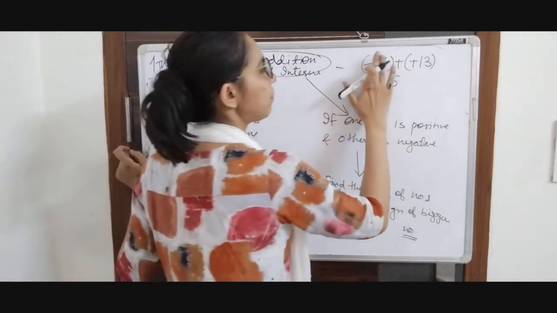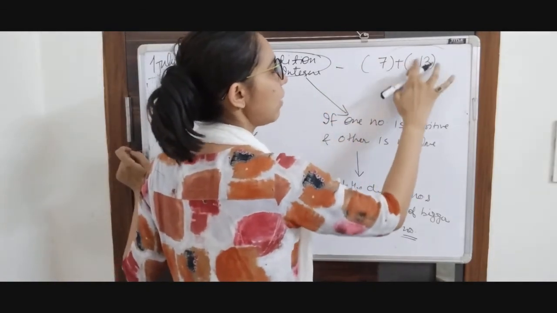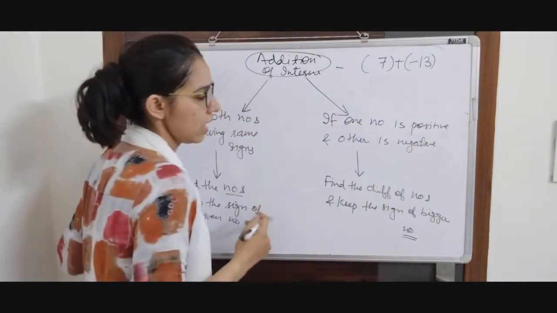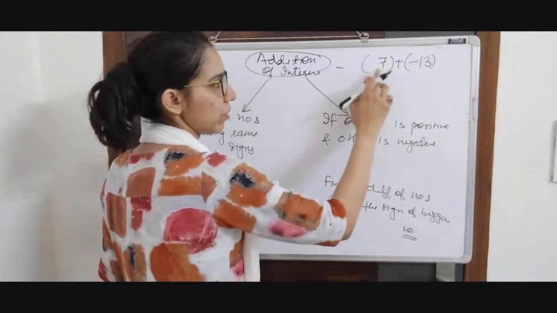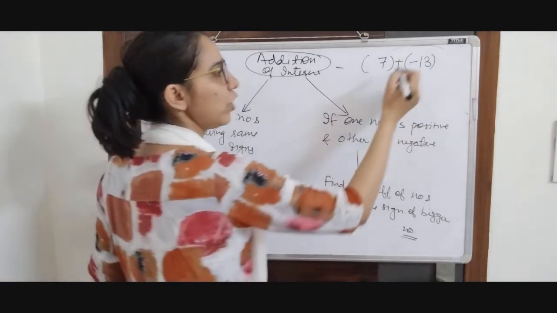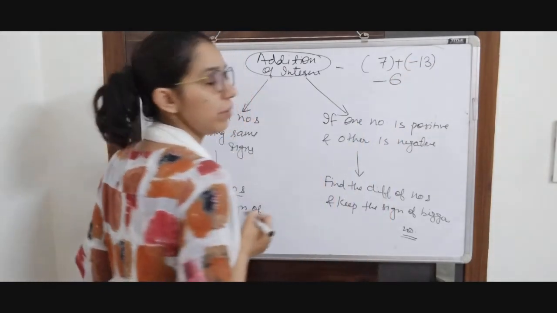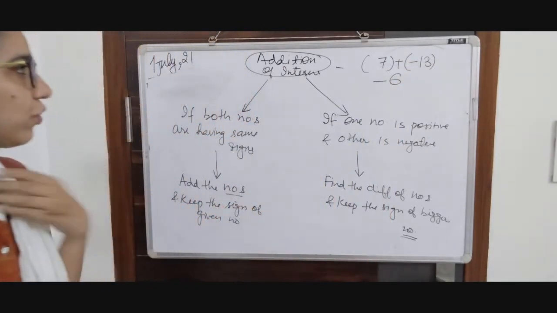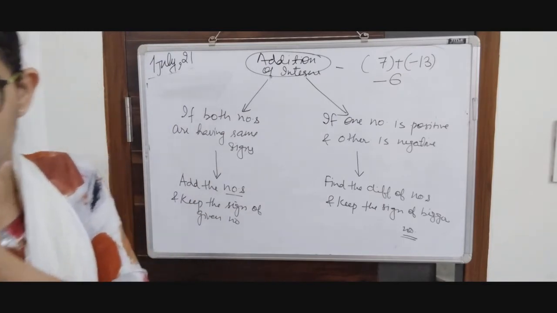Had it been plus 7 and minus 13, what will happen then? I will find the difference of these numbers. The difference of 13 and 7 is going to be 6. And the sign of the bigger number is minus, so it will be minus 6. So this is addition of integers.